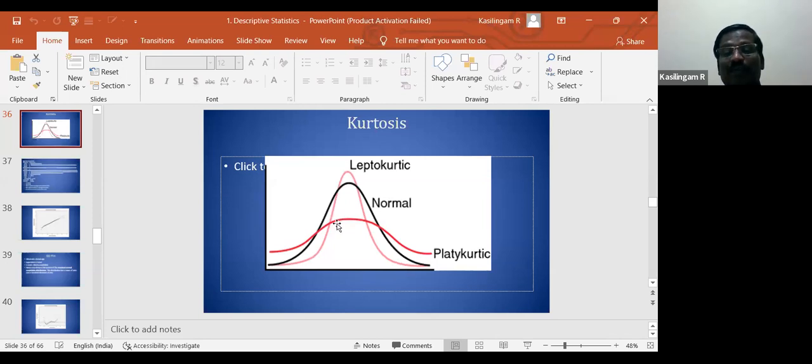If it is platykurtic, the frequency is spread. The number of people is spread across different levels. Here also the same number of people, here also the same, here also the same. The frequency is spread across different age levels.